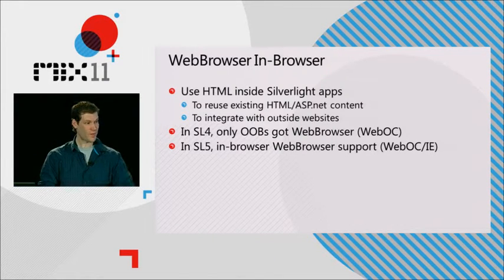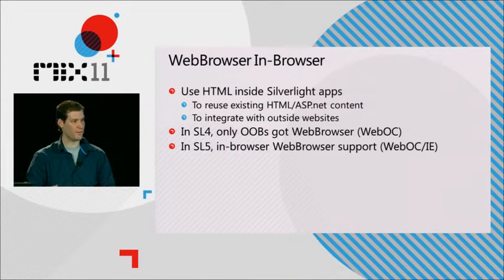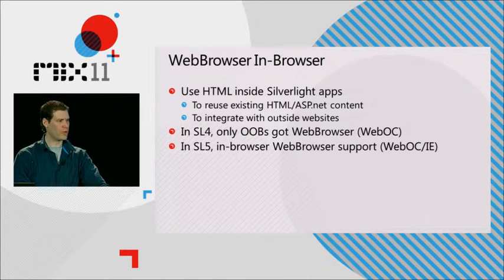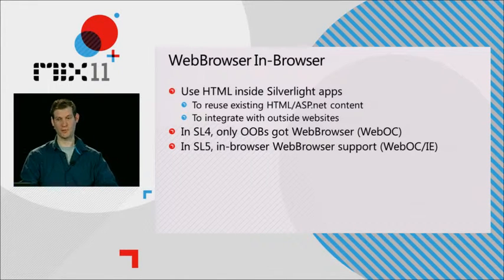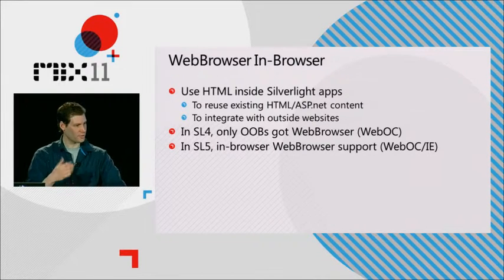And there's more than one reason. It could be that you have existing HTML. It could also be that you have to integrate with HTML content that's not under your control: an outside website, people email you HTML content, whatever. In Silverlight 4, we have a control called the web browser control, which is based on the WebOC. But only out-of-browser apps got to use the WebOC. In Silverlight 5, we bring the web browser control into the browser for browsers that are also based on the WebOC, which in today's world is Internet Explorer. We are always on the lookout for ways to extend that to non-WebOC browsers, but it's currently based on the WebOC.